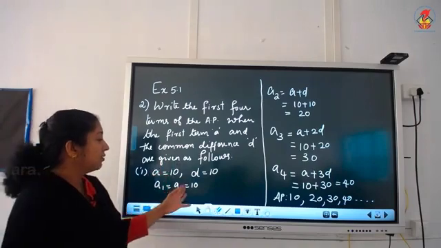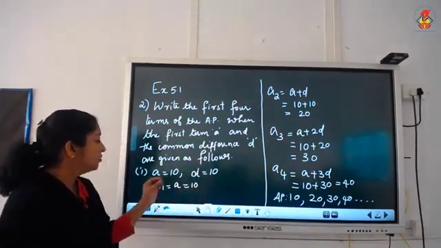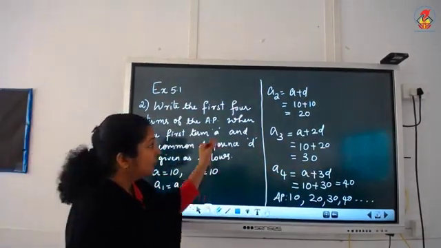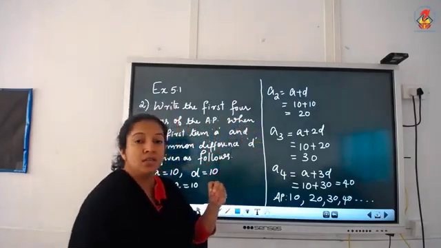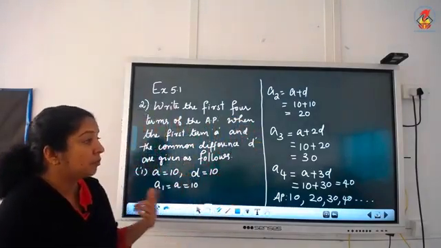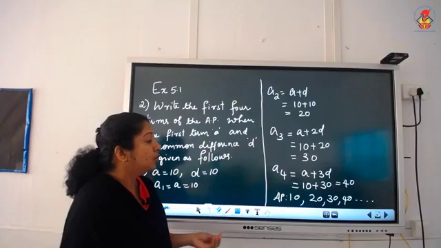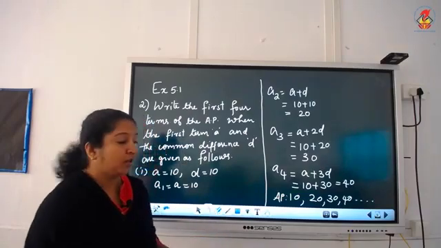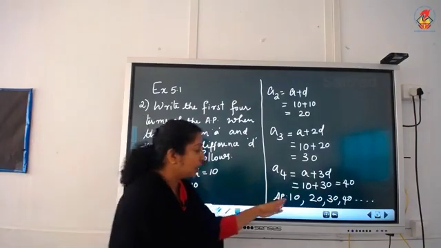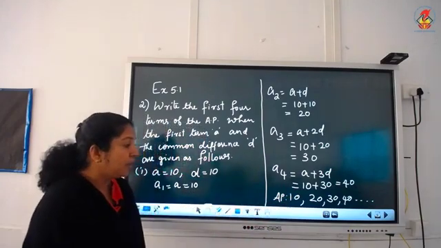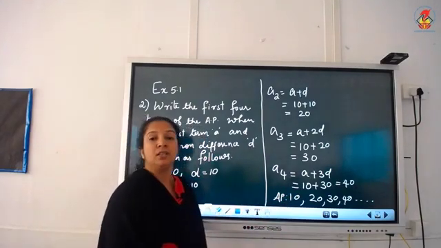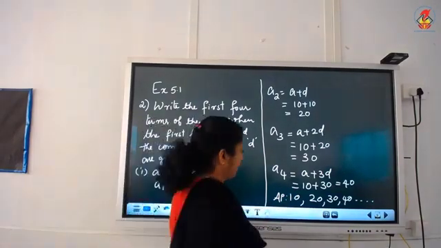So A is given as 10, D is given as 10. So the first term is A itself, 10, the second term is A plus D, 20, the third term is A plus 2D, 30, the fourth term is A plus 3D, it is 40. So the required AP, you should write the final answer like this: AP is 10, 20, 30, 40, etc.